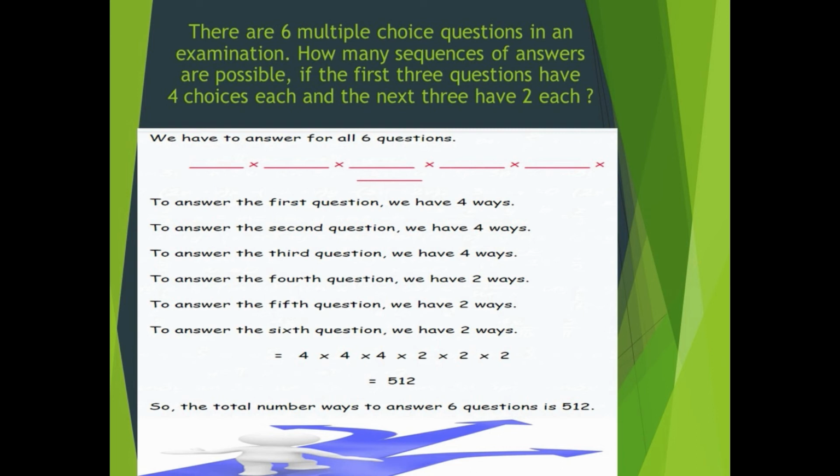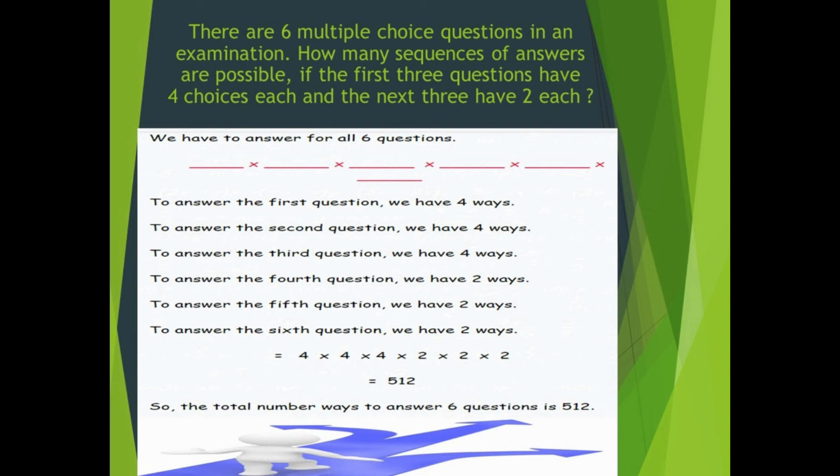So, there are 6 multiple choice questions in an examination. How many sequences of answers are possible if the first 3 questions have 4 choices each, and the next 3 have 2 each. Okay, so we have the answer for all 6 questions. To answer the first question, we have 4 ways. To answer the second question, we have 4 ways. To answer the third question, we have 4 ways. Ibig sabihin, we have 4 choices.